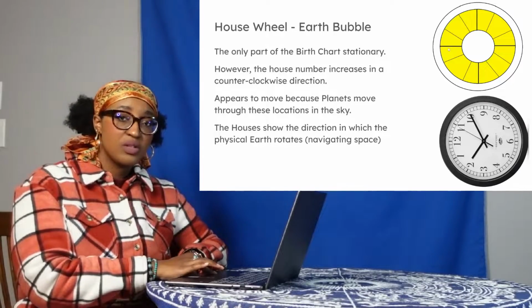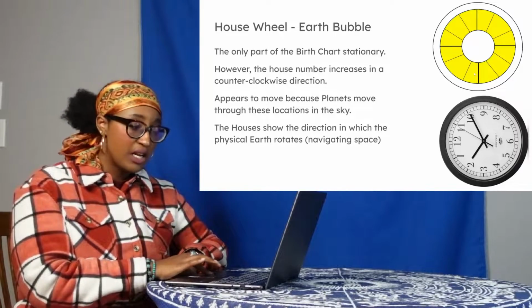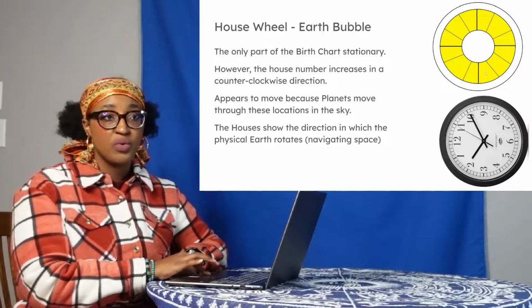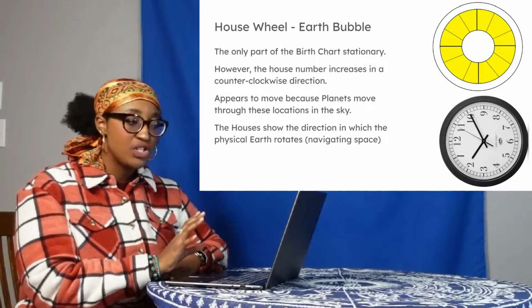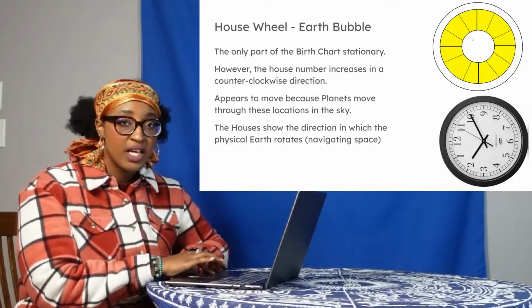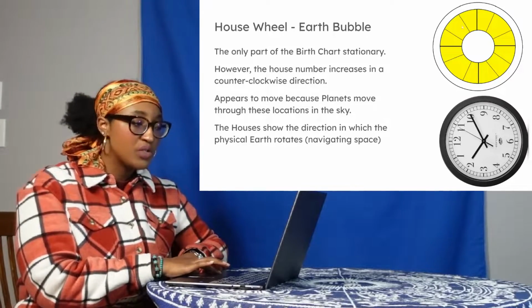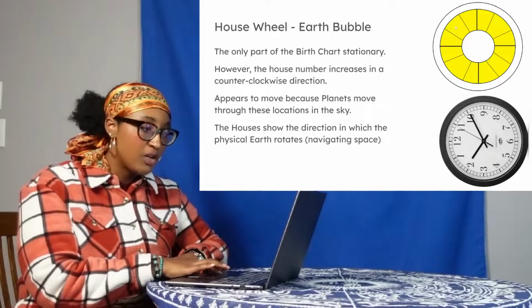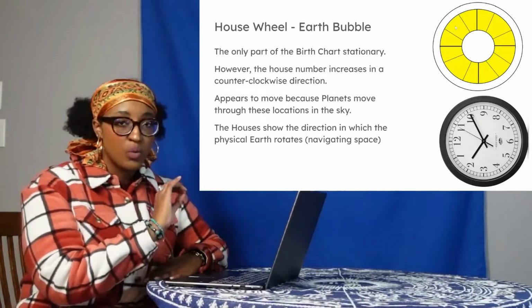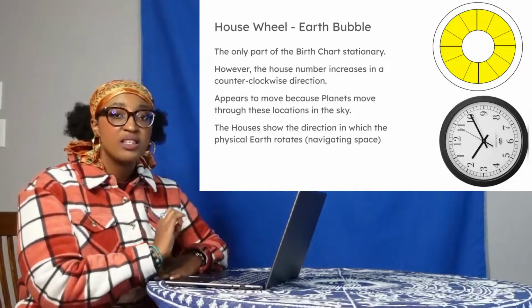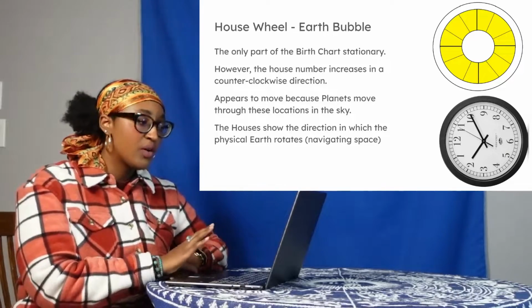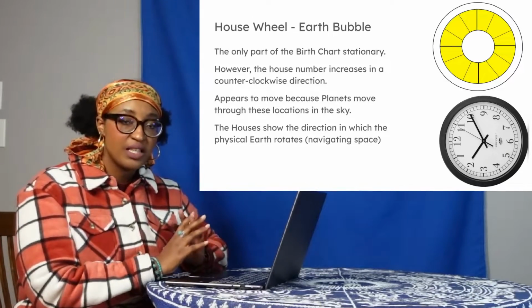So this is the first house, then this is the second house, this is the third house, and this is the fourth house. And this is always stationary, so no matter where a planet is, that house is always going to be the 10th house. Right here is always going to be the 10th house, no matter what planet or zodiac sign is in this house. And that's what's so very important about understanding this.